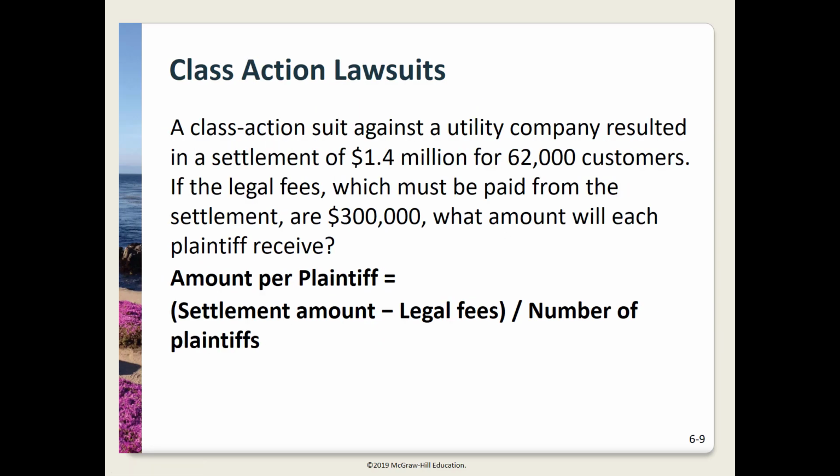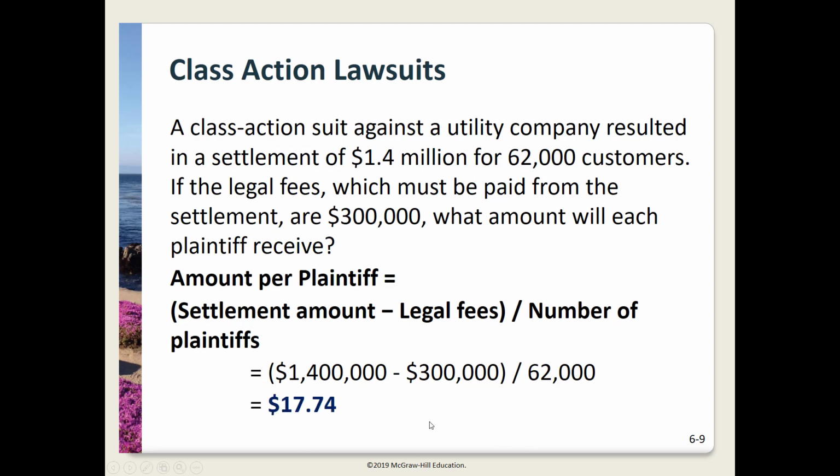In this next problem, we're going to be looking at class action lawsuits. A class action lawsuit against a utility company resulted in a settlement of $1.4 million for 62,000 customers. If the legal fees, which must be paid from the settlement, are $300,000, what amount will each plaintiff receive? Here's our formula, amount per plaintiff that we're trying to find. We're going to take the settlement amount, that's the $1.4 million, minus the legal fees that get paid out of it, and then we'll divide it by how many customers or plaintiffs we have. So taking our 1.4 million minus the 300,000, solve that in parentheses, and then divide it by our 62,000 plaintiffs or customers, and we get $17.74 per person.